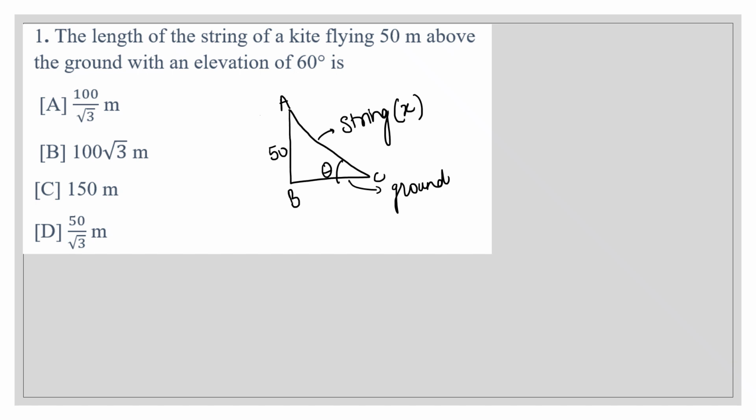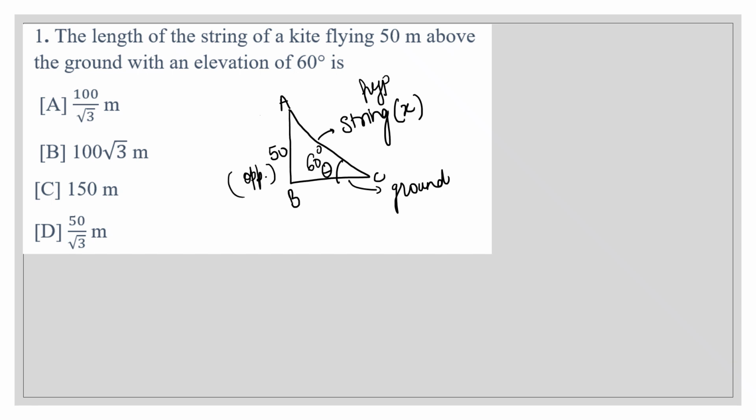Question number 1. The length of the string of a kite flying 50 meters above the ground with an elevation of 60 degrees. So theta is 60 degrees. BC is your ground, AB is the height of the kite and AC is the string. We need to find the length of the string. This 50 is opposite to the 60 degree angle, which is theta, and this is your hypotenuse.